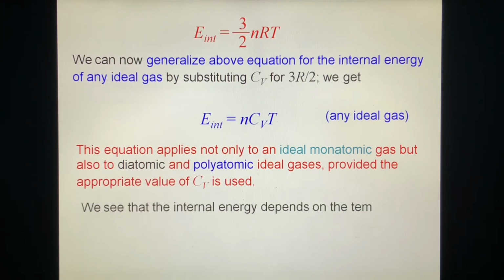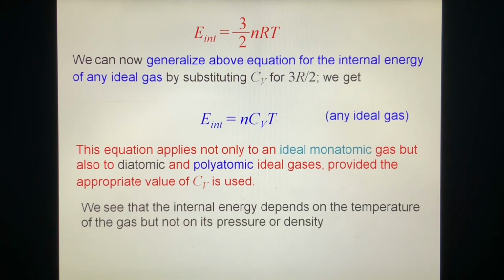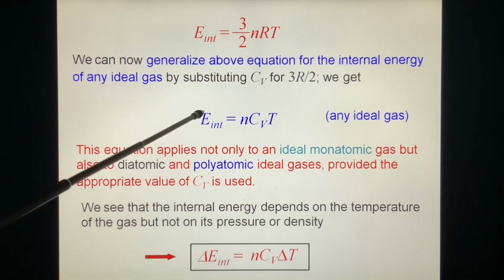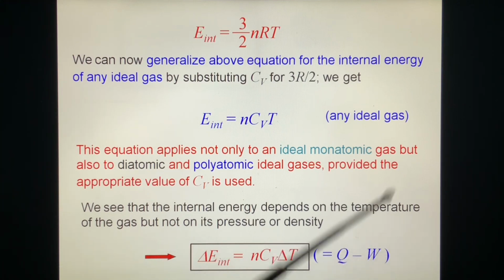We see that the internal energy depends on the temperature of the gas, but not on its pressure or density. So we get delta E equal to n C_V delta T from here. It's always true for any ideal gas. By the first law, delta E equals Q minus W. Delta E internal equals n C_V delta T. This is for an ideal gas, any process.